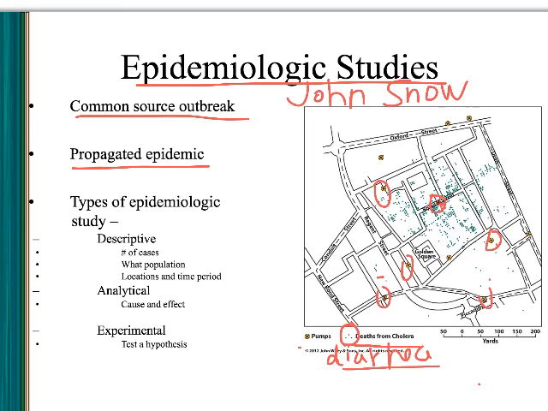Okay, so now when you study epidemiology, there are different ways you can do it. One is descriptive, where you're just describing what happens. Another is analytical, where you're trying to do cause and effect. And then the third is experimental, where you test a hypothesis. So really, John Snow was able to do all of that, right? Because he convinced them to take the handle off of the pump.